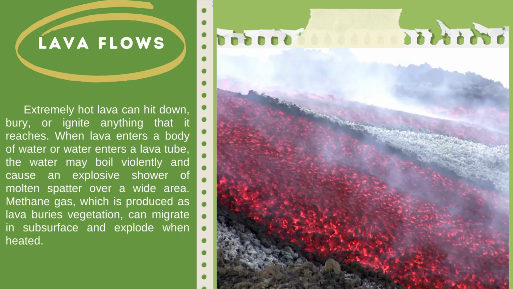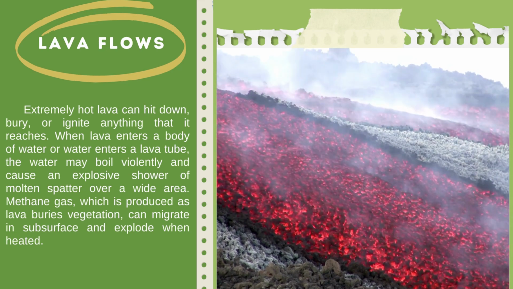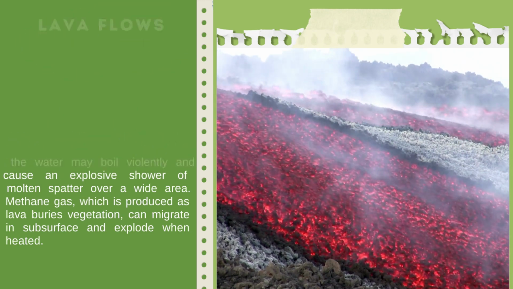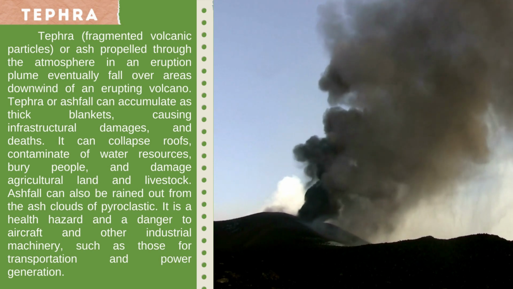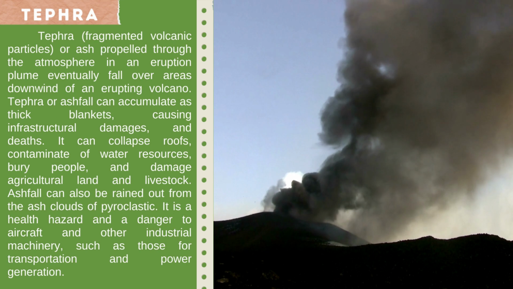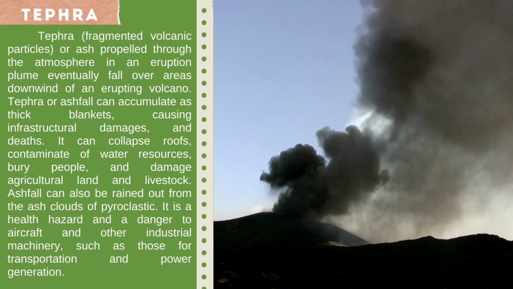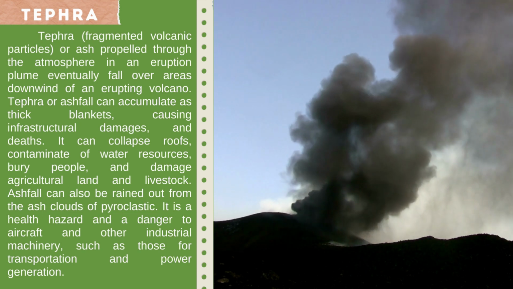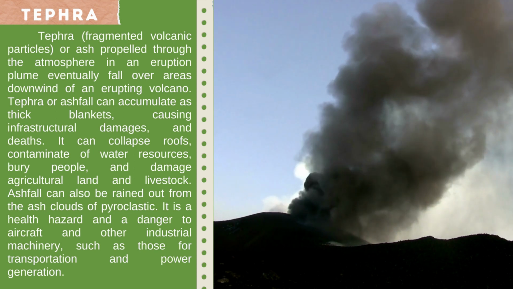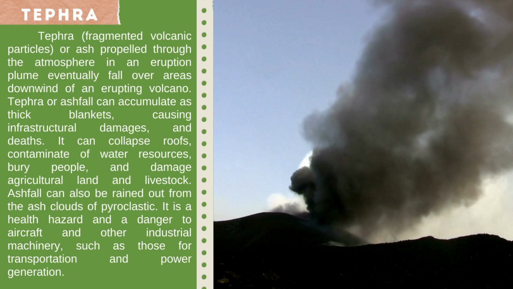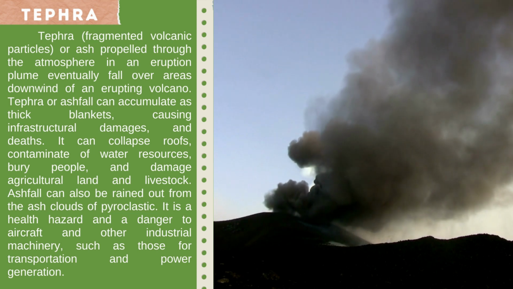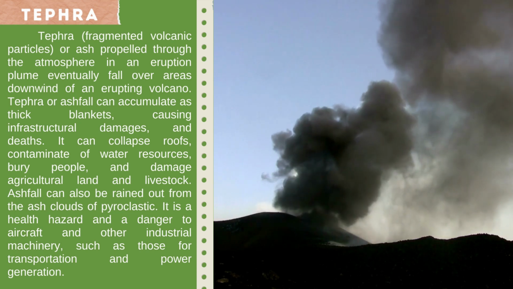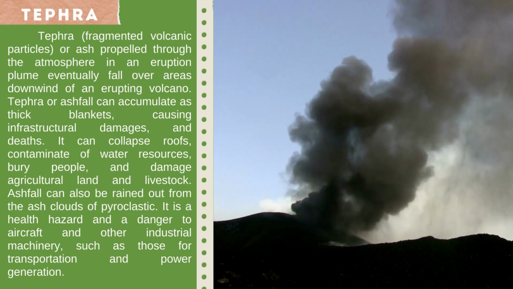Methane gas, which is produced as lava buries vegetation, can migrate in the subsurface and explode when heated. Tephra, or fragmented volcanic particles, or ash, propelled through the atmosphere in an eruption plume, eventually falls over areas downwind of an erupting volcano. Tephra or ash can accumulate as thick blankets, causing infrastructural damage and death. It can collapse roofs, contaminate water resources, bury people, and damage agricultural land and livestock.